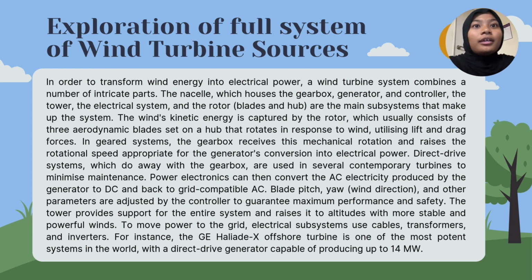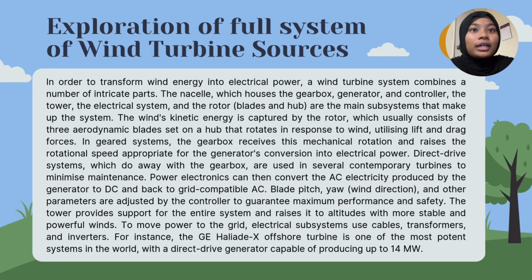The wind's kinetic energy is captured by the rotor, which usually consists of 3 aerodynamic blade sets on the hub that rotates in response to wind, utilizing lift and drag forces. In a geared system, the gearbox receives this mechanical rotation and raises the rotational speed appropriate for the generator's conversion into electrical power. Direct drive systems, which do away with the gearbox, are used in several contemporary turbines to minimize maintenance.